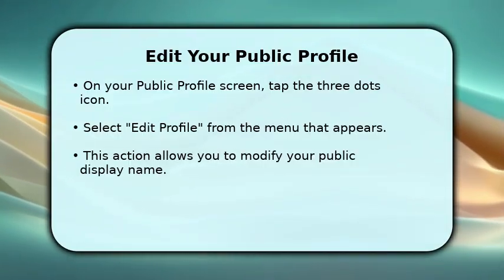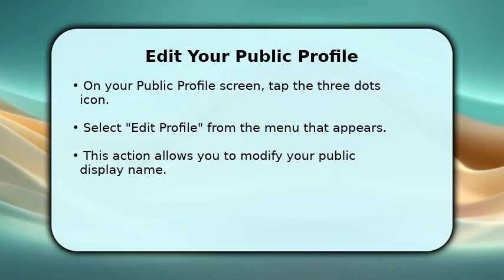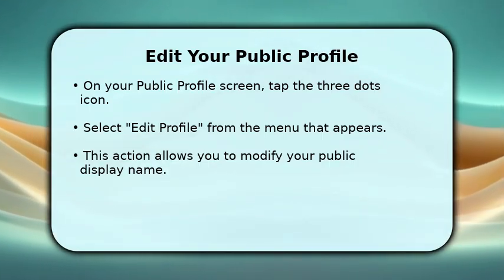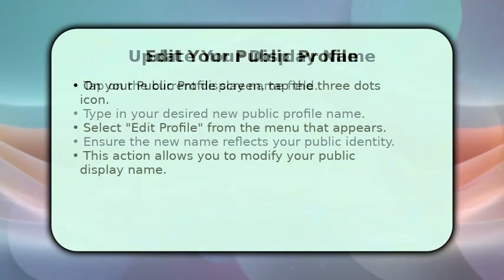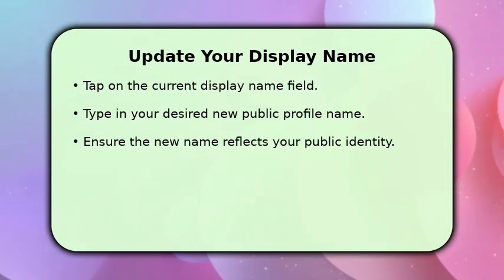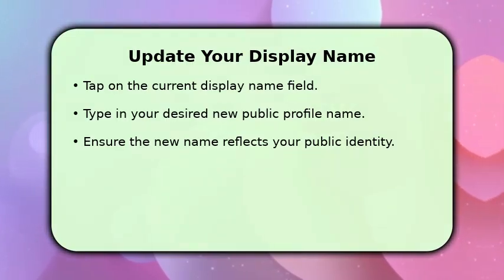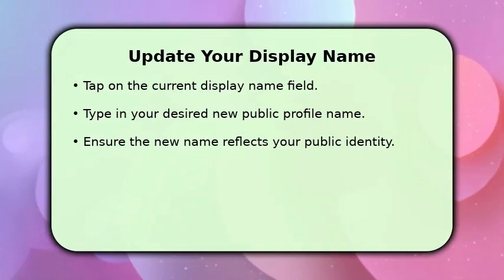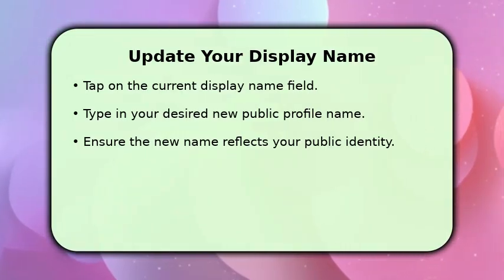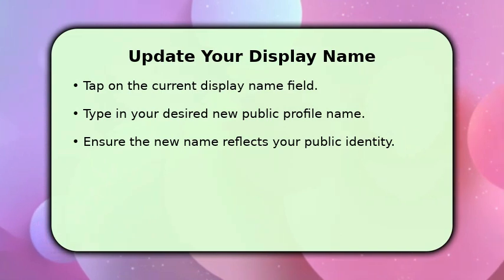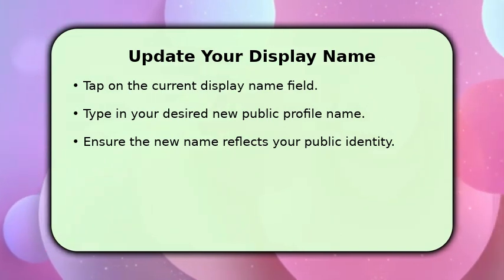This step is crucial as it grants you access to the fields where you can make changes to your public display name. Now that you are in the Edit Profile section, you will see a field displaying your current public profile name. Tap on this field to activate the keyboard. Carefully type in your new desired public profile name.